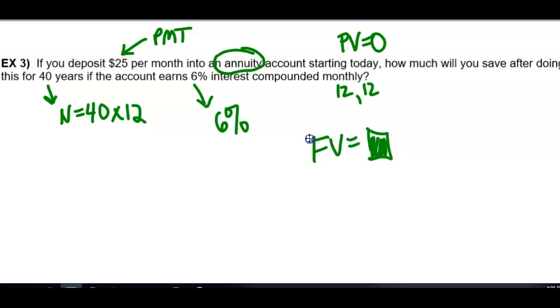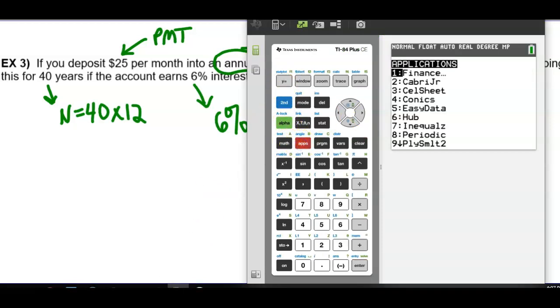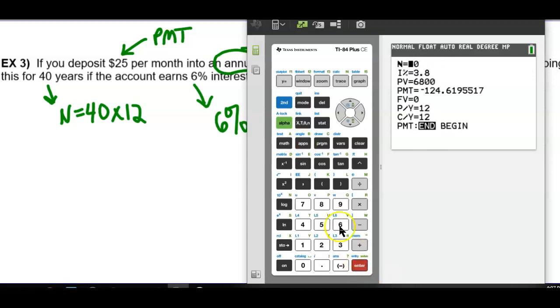All right. So I'm not going to rewrite it this time. I'm just going to go apps, enter, enter, 40 times 12. The interest was 6%. I'm only putting away $25. Oops, sorry, present value is 0. My payment is $25 every month. I'm just throwing 25 bucks into this account. So I want to know what it'll grow to in 40 years. So my future value is what I'm trying to figure out.